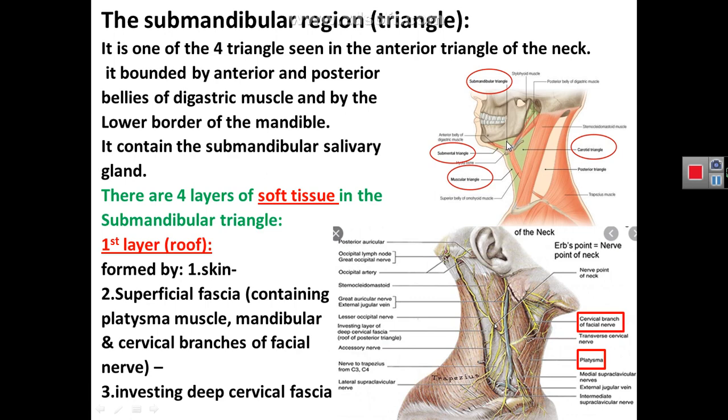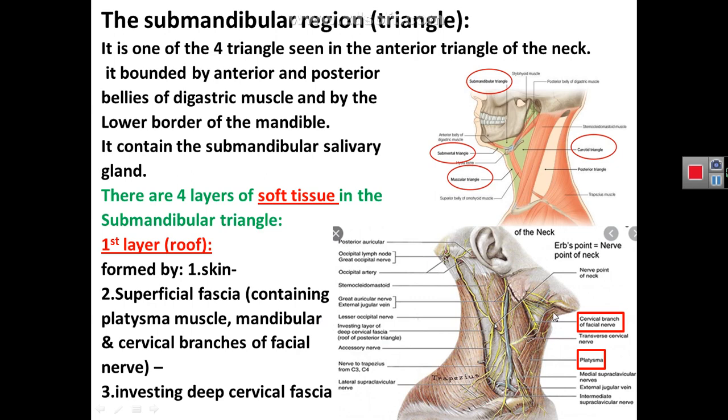This submandibular triangle is bounded by the anterior and posterior bellies of the digastric, and also by the lower border of the body of the mandible, which is the base of the mandible. This triangle, or submandibular region, contains mainly the submandibular salivary gland. If we want to expose it, dissection of the submandibular triangle shows four layers of soft tissue, starting from superficial to deep.